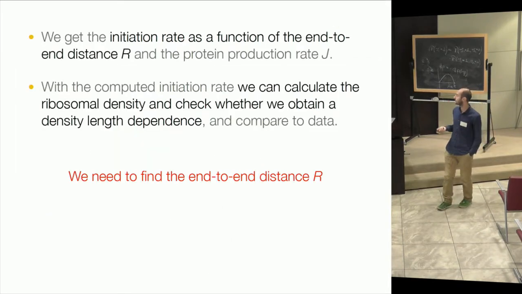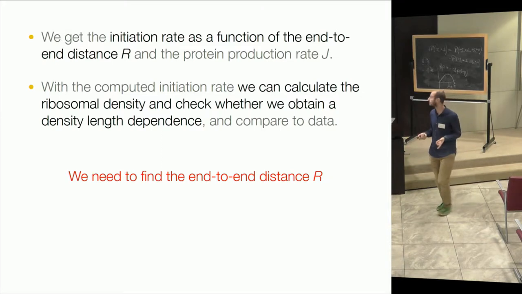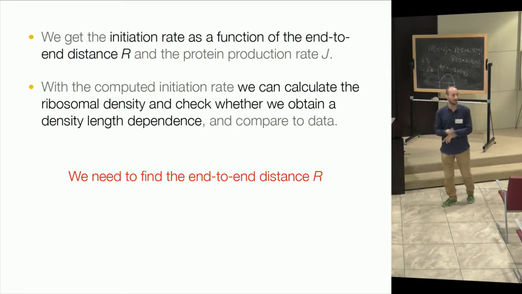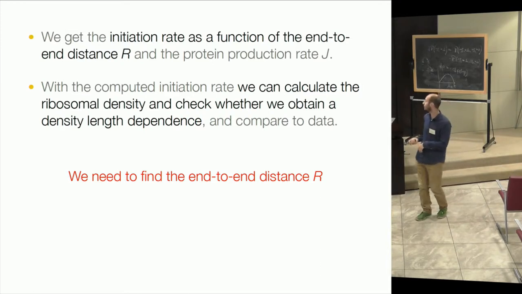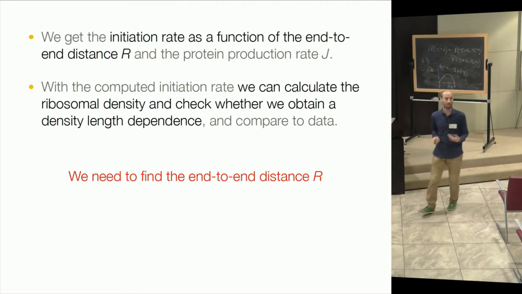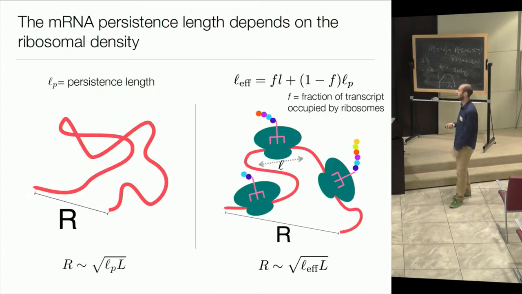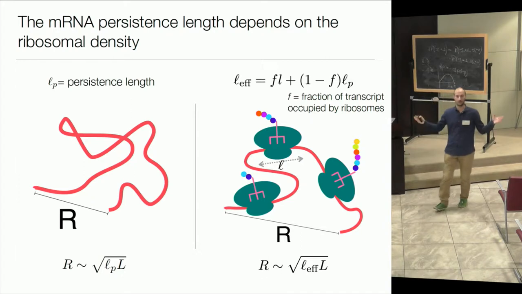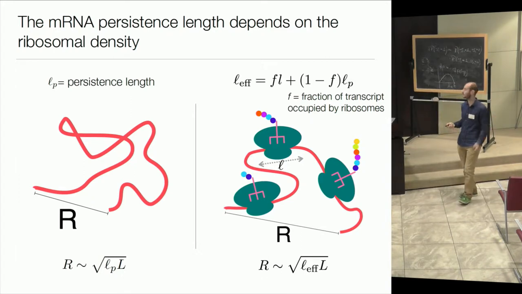So we can get the initiation rate as a function of the end-to-end distance. And so in principle, if we can compute the initiation rate, then we can calculate the ribosomal density and try to see if it makes sense compared to the data. To compute the initiation rate, we also need to compute the end-to-end distance R. For that you can just use a rough polymer model, so it will be kind of the square root of the total length of the lattice.